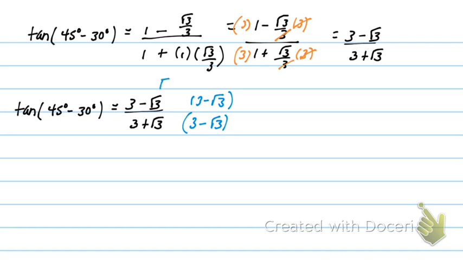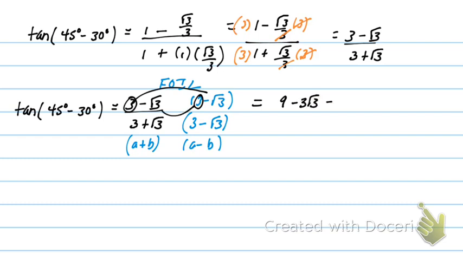So what I'm going to do on the top is I'm going to FOIL, and what I'm going to do on the bottom is I'm going to use the formula. Okay, you can FOIL it too. If you FOIL it, you'll get there. It'll take you a few extra steps. So in the top, FOILing this out, I would have 3 times 3 would be what? 9. And 3 times negative square root of 3 would be negative 3 square root of 3, and then square root of 3, negative square root of 3 times negative square root of 3 becomes what? Plus 3. Make sense? So that's from FOILing.